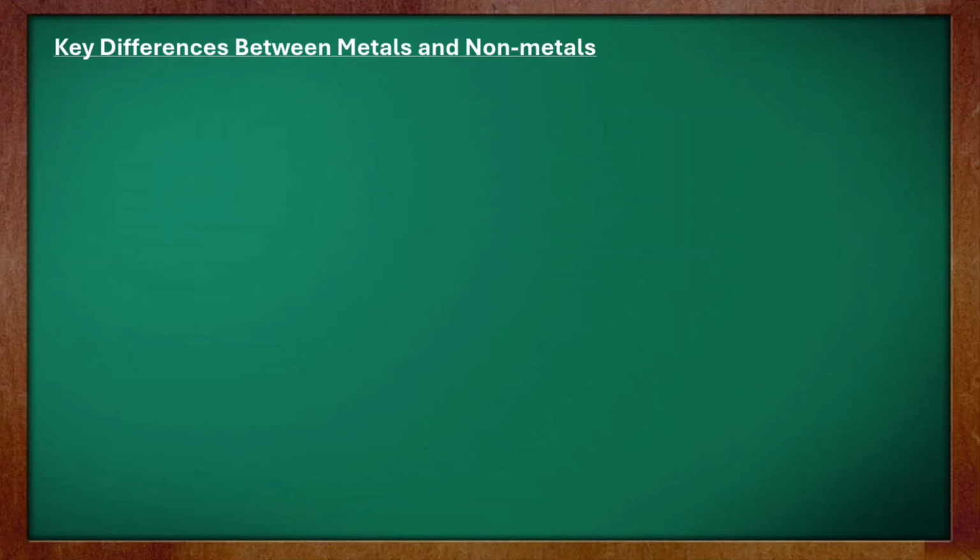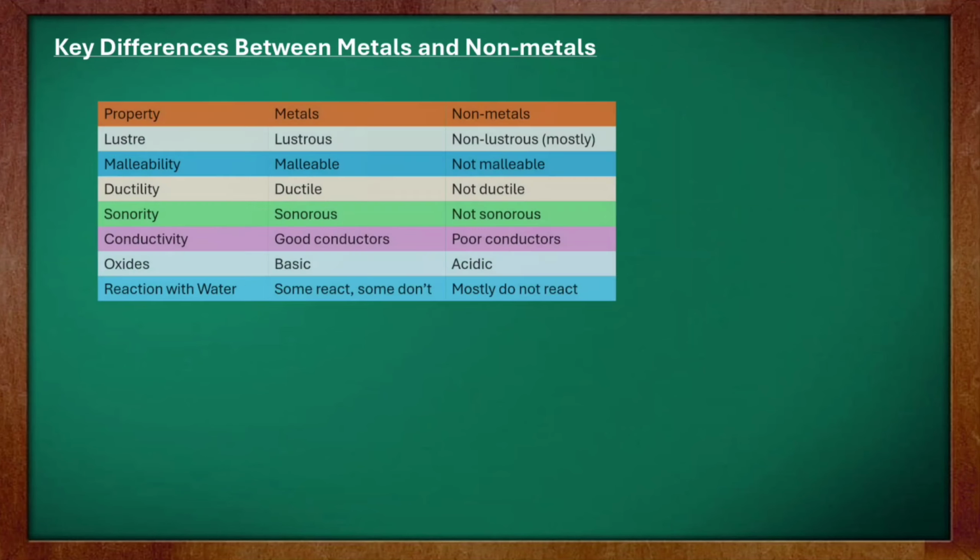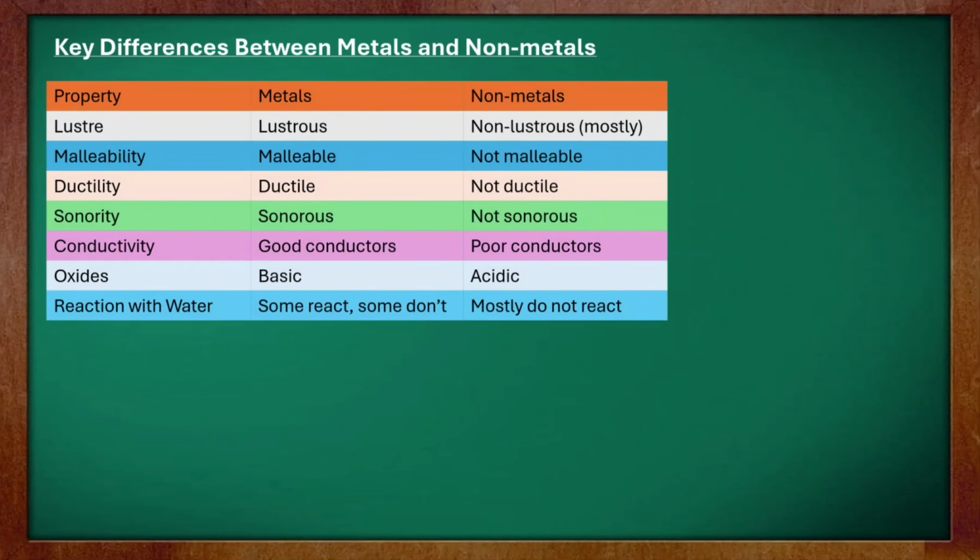Now, the key differences between metals and non-metals. You can write this down in your notebook properly so that you can remember, and this question usually comes in your exam, for 5 marks or 3 marks. This is very important. In property, if we talk about lustrous, metals are lustrous, that means they are shiny, and non-metals are mostly not lustrous. Malleability: metals are malleable, and non-metals are not malleable.